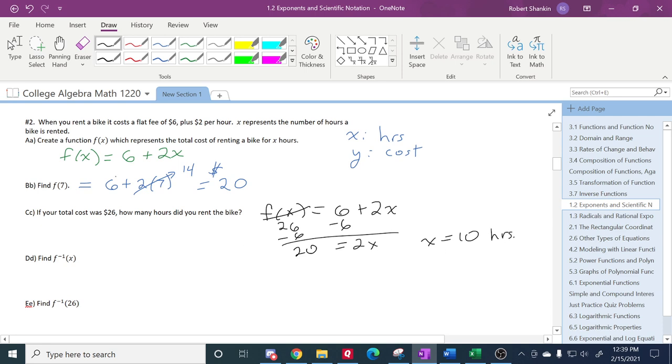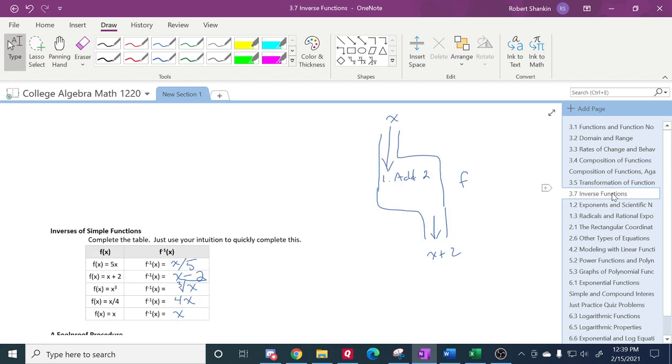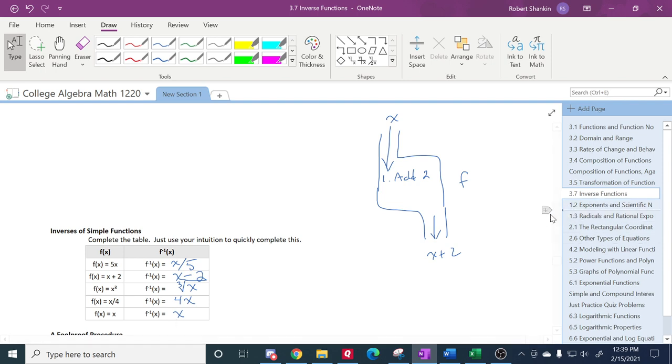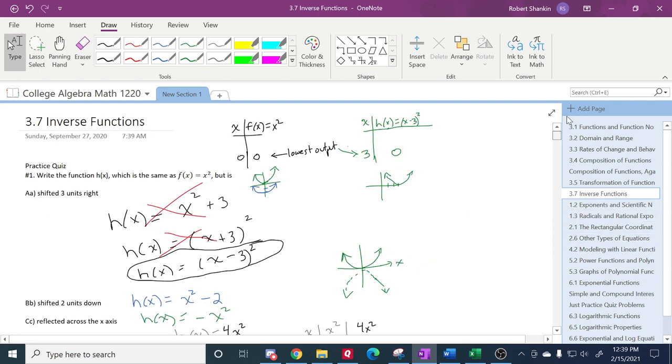Now, we're just getting into these inverse functions. How do I come up with the inverse of something like this? Well, the table we were looking at a minute ago: the inverse of multiplication is dividing and so on. We can see how to invert when we have one. When we have more than one, we had a practice quiz the other day. Let me zip up to that.